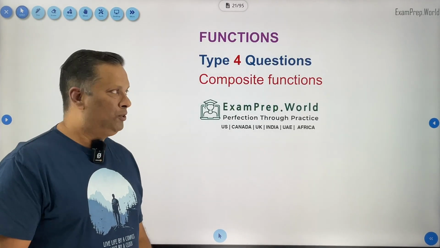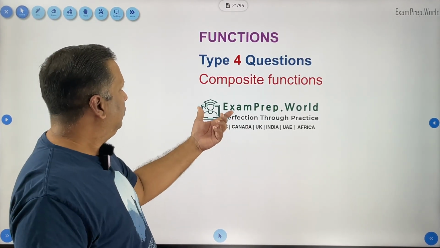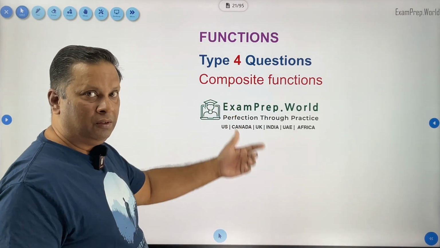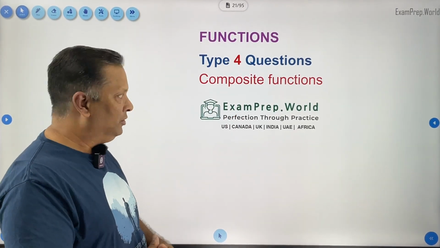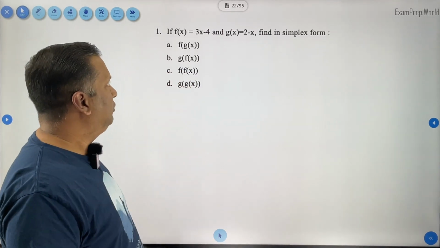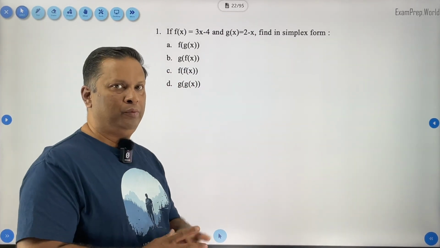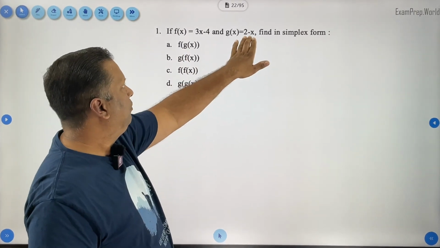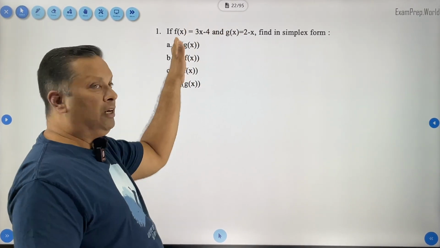Hello children. So today we are going to do type 4 questions, which are composite functions. Function inside a function. Okay. Let's go ahead and begin this type of questions. You would have seen this kind of question and many of you may know how to solve it. You have to input g of x inside f of x.